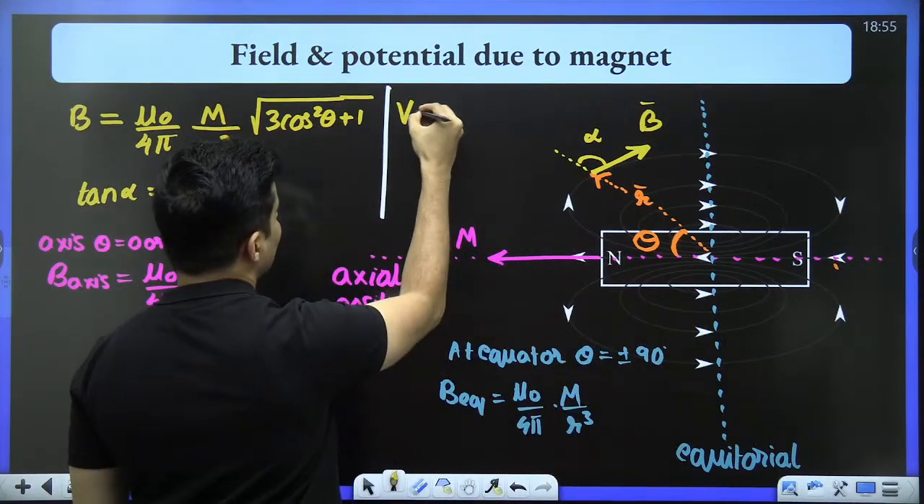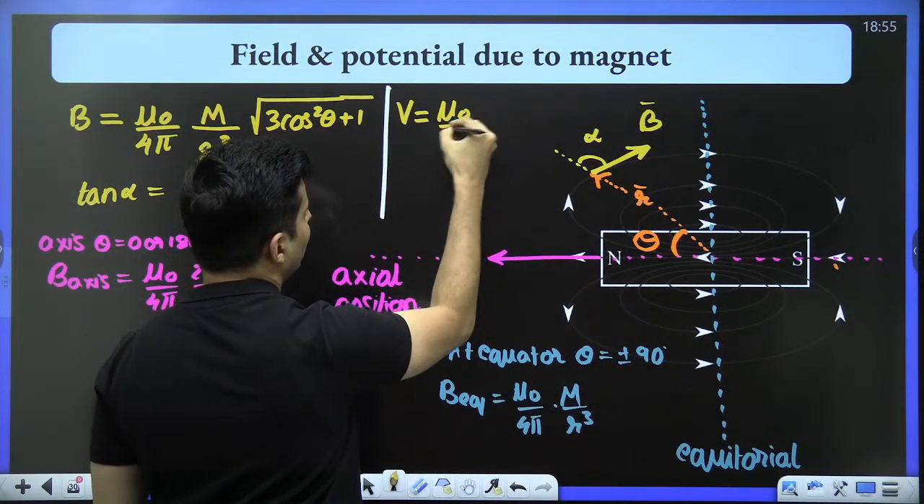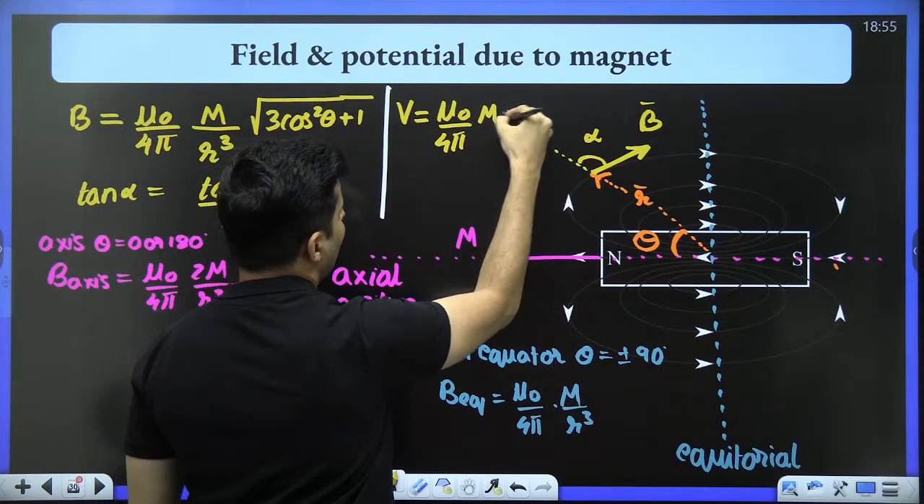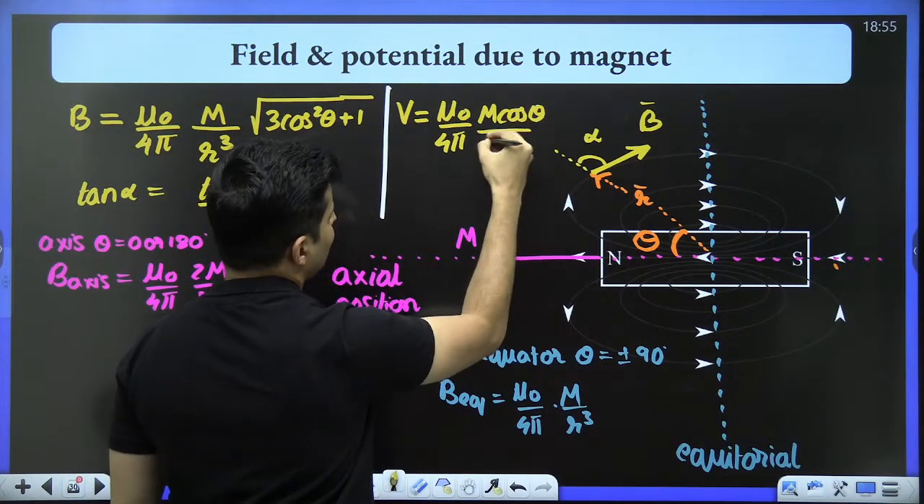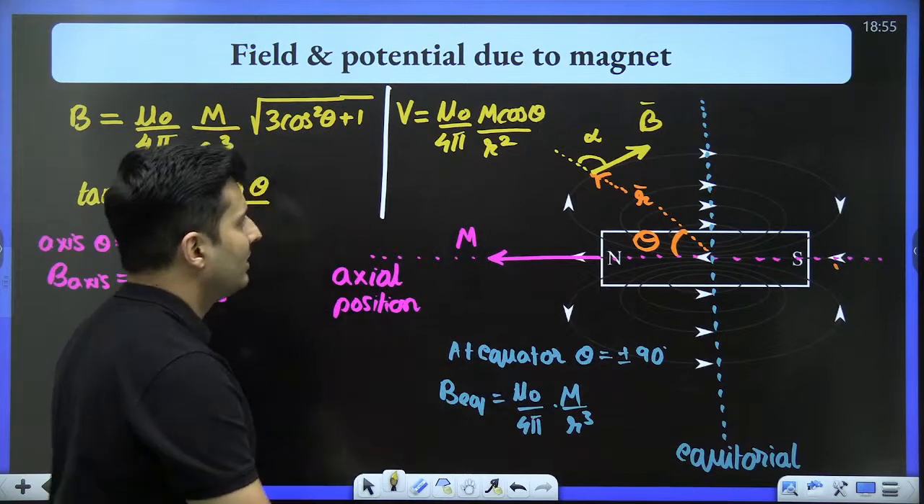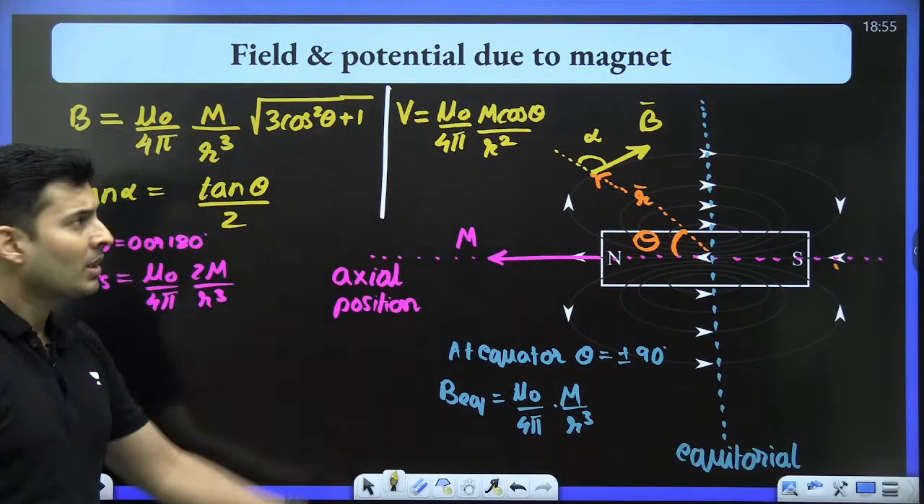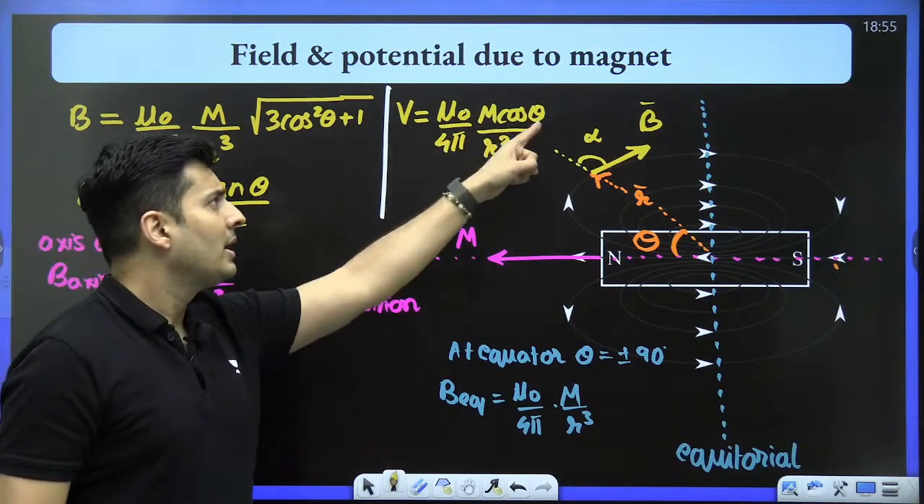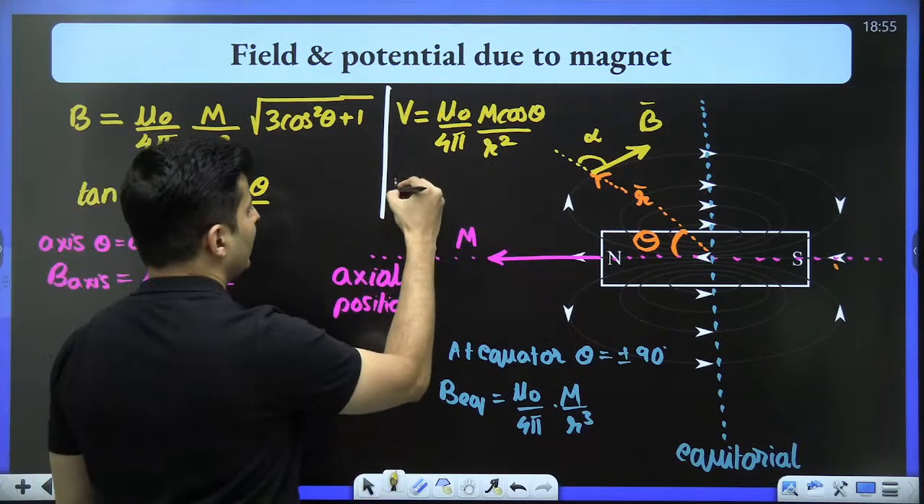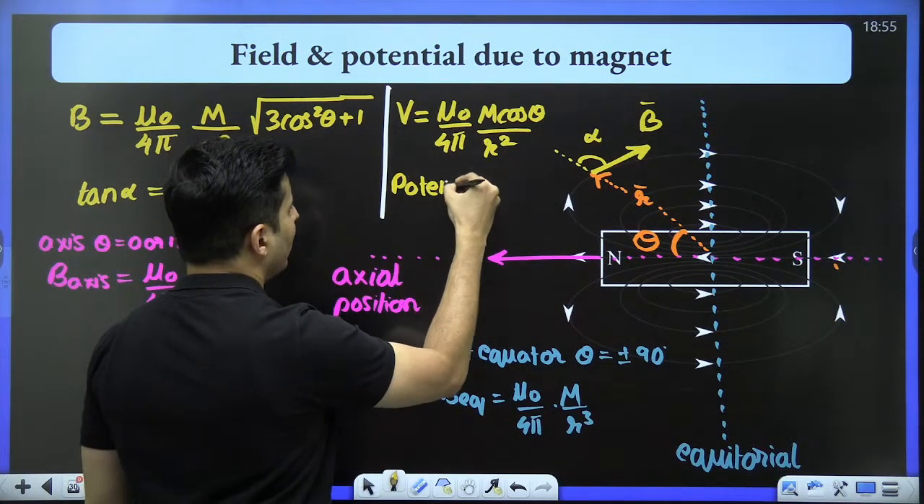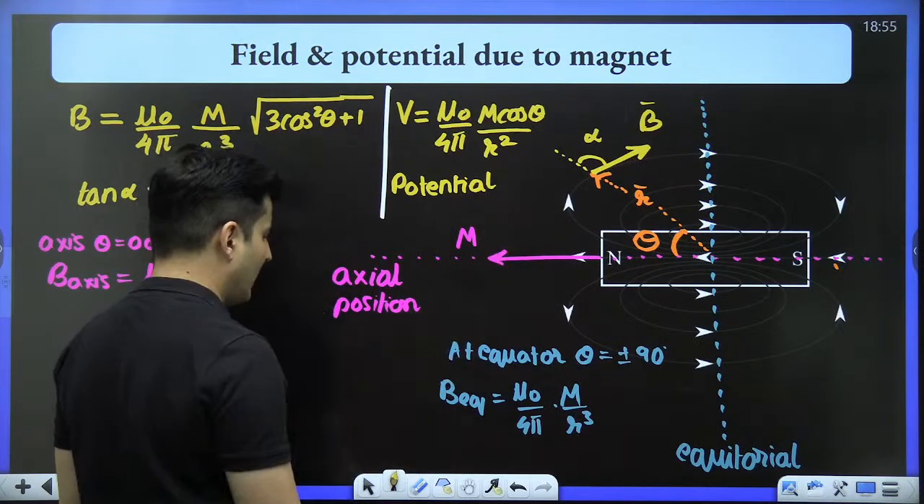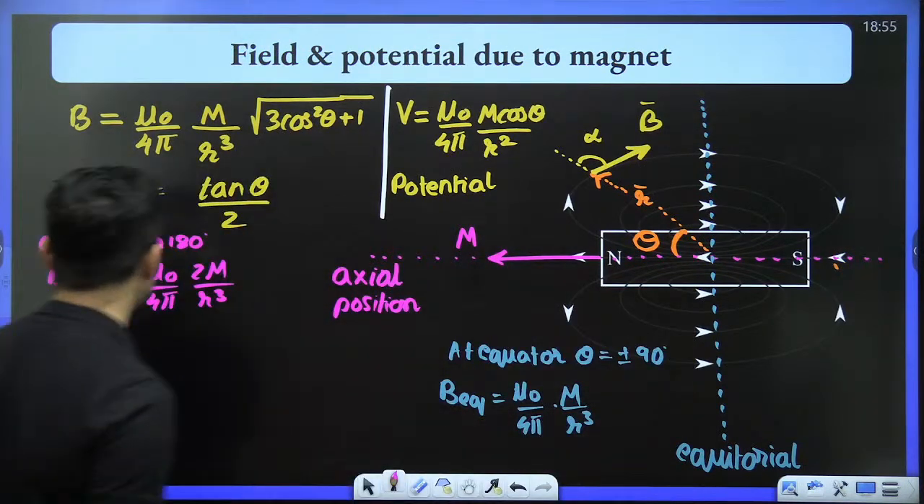The magnetic potential at that point will be given by mu naught by 4 pi m cos theta, but instead of r cube, it is r square. So that is the formula, my dear students. V is mu naught by 4 pi m cos theta by r square. So that is the formula for magnetic potential. And you can verify that for both these things.